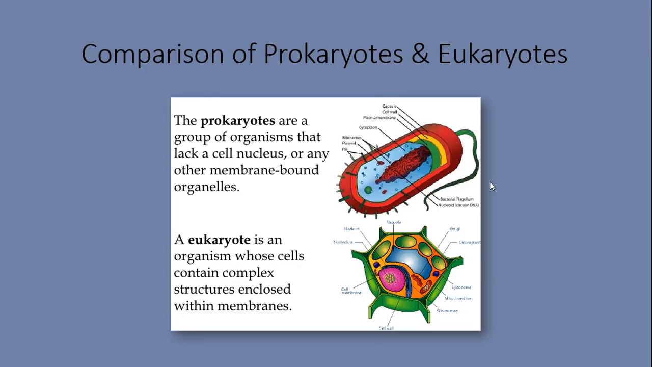Here we just have an image of a comparison of prokaryotes and eukaryotes, and it's just a brief description. We've already discussed all of this, but this just shows you a comparison of the two: the prokaryotic cell lacks a nucleus and doesn't have membrane-bound organelles, whereas a eukaryotic cell is more complex, and it has those organelles that have a membrane around them, and it also has more structures inside of it that help it to perform more complex tasks.